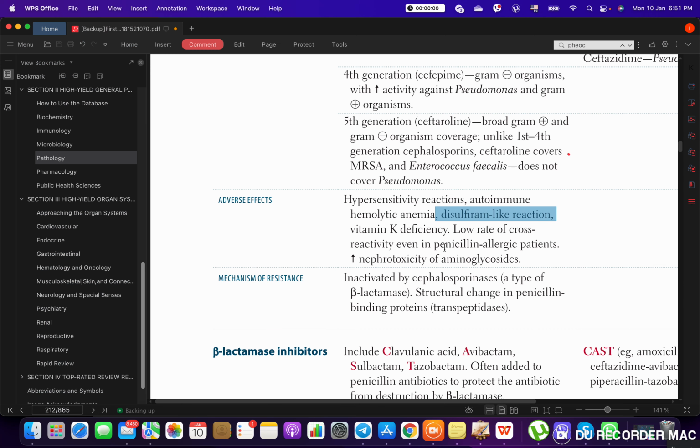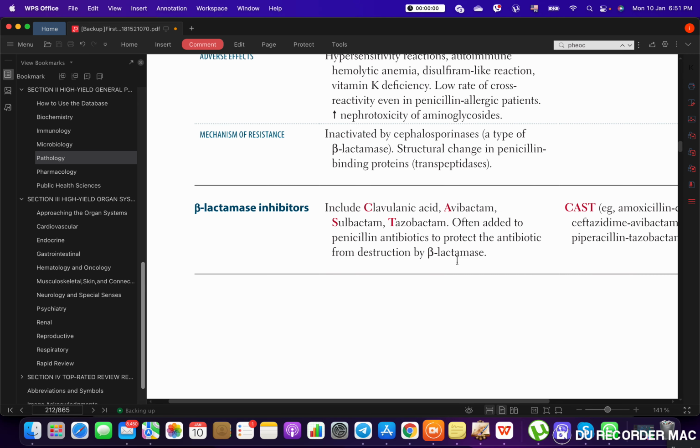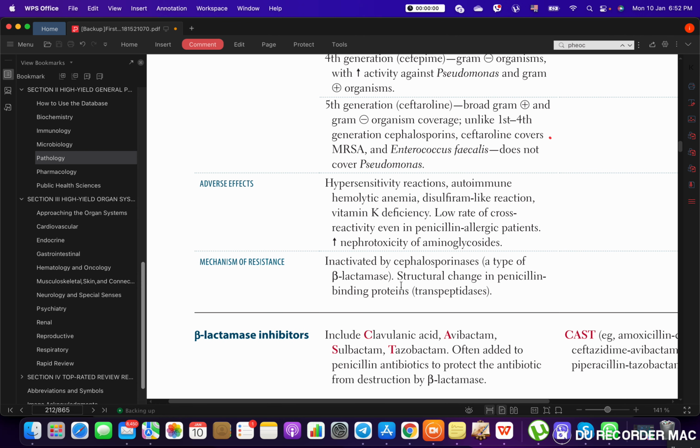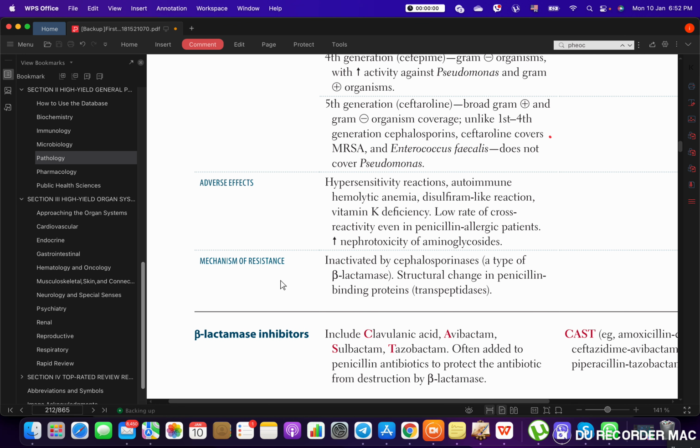Okay? So, we speak about the low rate of cross-reactivity, even in penicillin allergic patients. Actually this is important. Someone who's allergic to penicillin, it's possible that he's going to be also allergic to cephalosporin. But most of the time, in reality, he is not. Keep in mind that it increases the nephrotoxicity with aminoglycoside. The aminoglycosides are the nephrotoxic ones, not the cephalosporin, but the cephalosporin increases their efficacy to lead to more adverse effects.